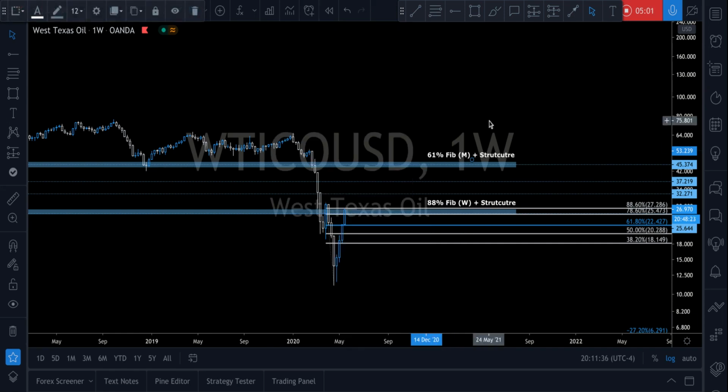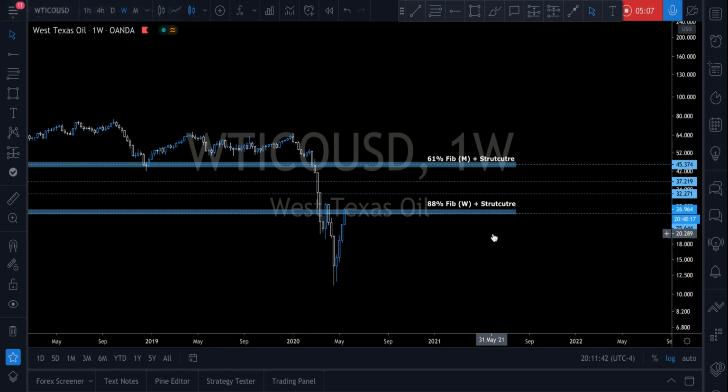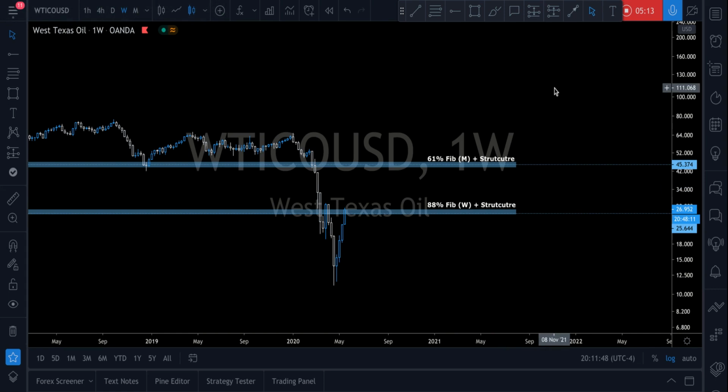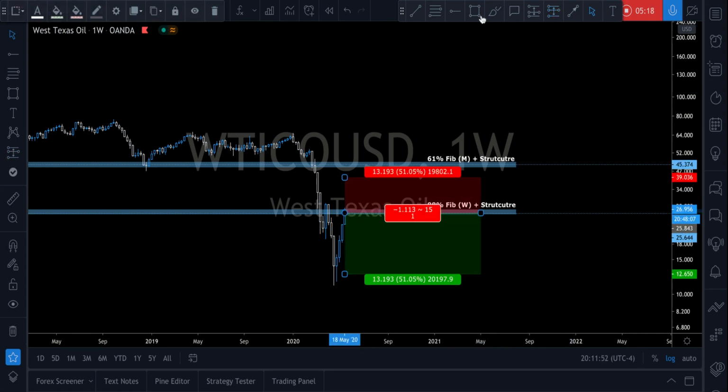So we got two potential shorting scenarios coming into play, and what it's really going to come down to is how price is going to react at these critical levels. So I'm actually going to take this away, and what I'm going to do is mark up two different areas. Oops, I actually still need this fib.